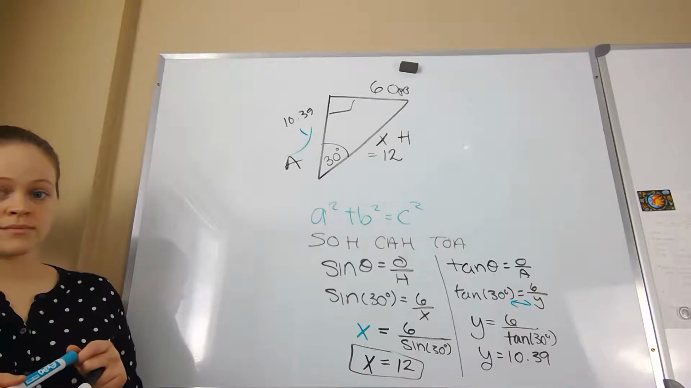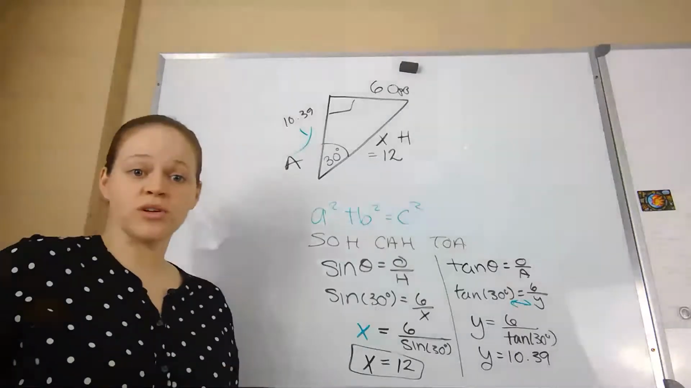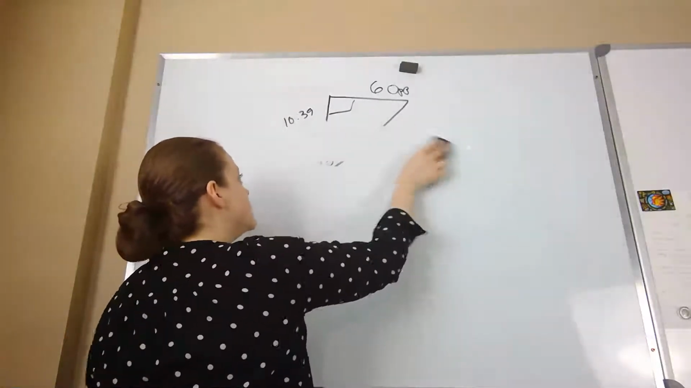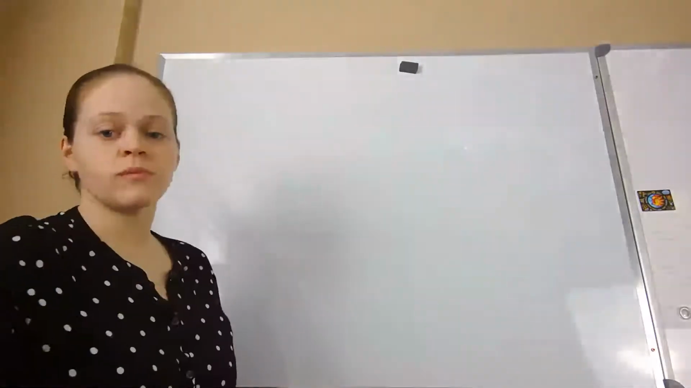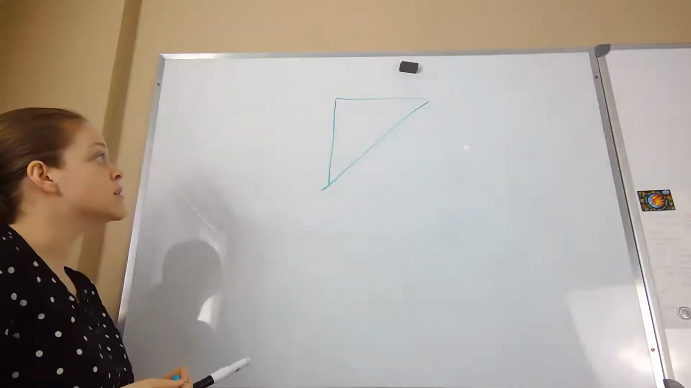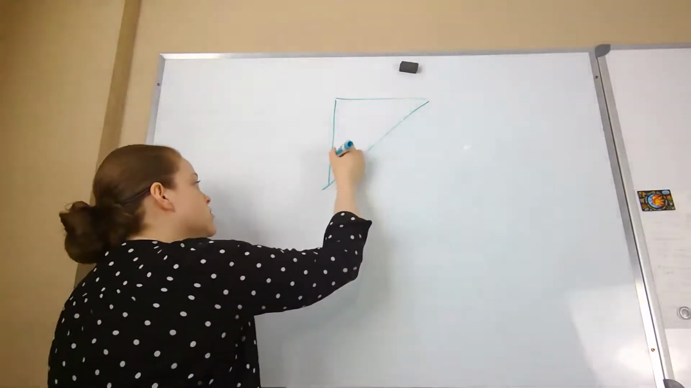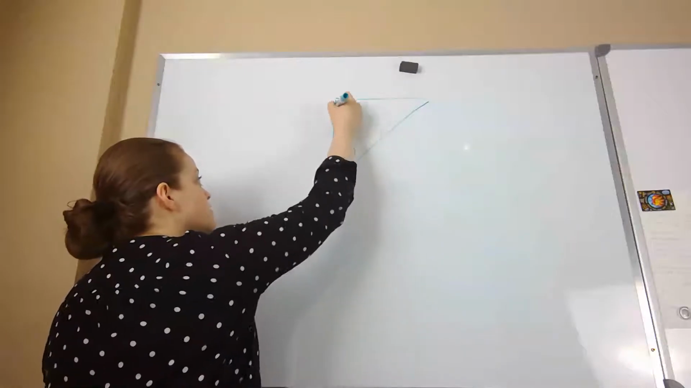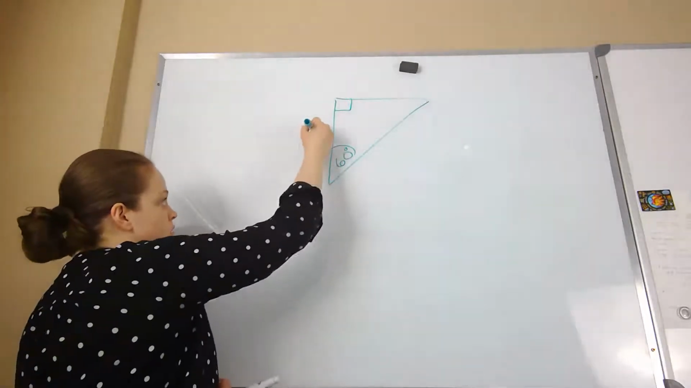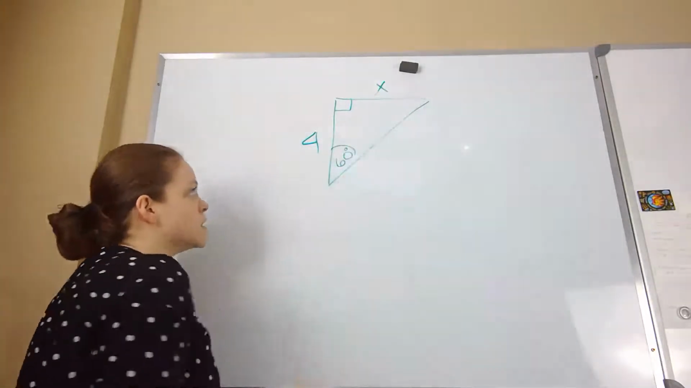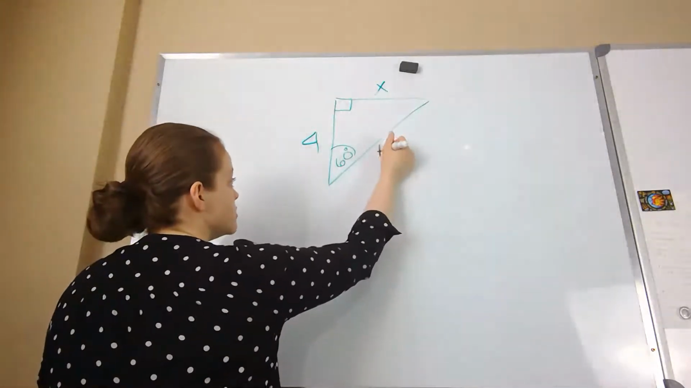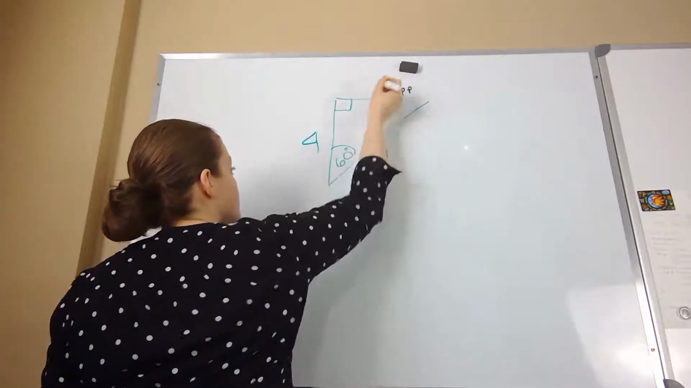Okay, before you go, Emma, I'm just going to show you one last thing here. So let's just say I have one more triangle. And let's say this is 60 degrees. And this one, let's make this 4. And I want this one this time, okay? So if we label this, it's going to be your hypotenuse, your opposite, and your adjacent.